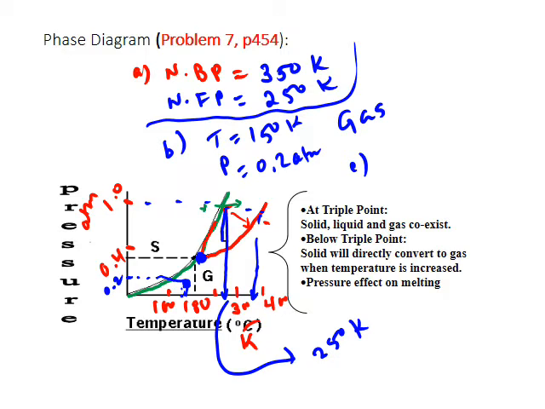At any temperature below the triple point, solid would be directly converted into gas. It never goes through a liquid. So make sure you do the other parts of part B, and that's how you'll understand this better.